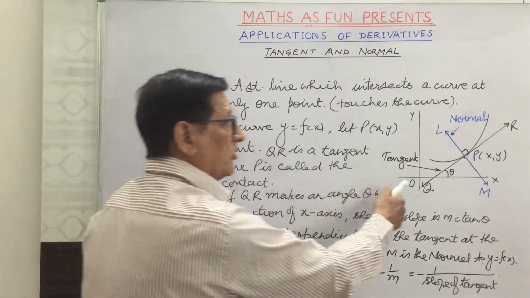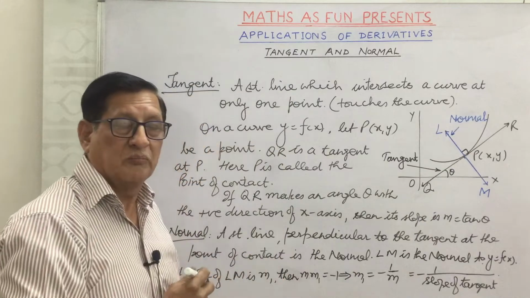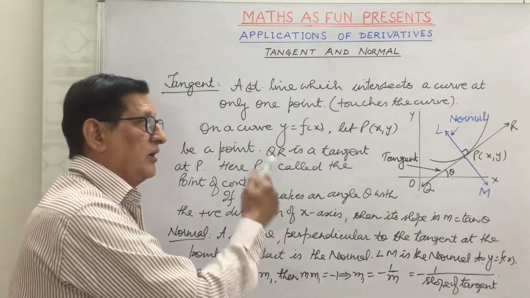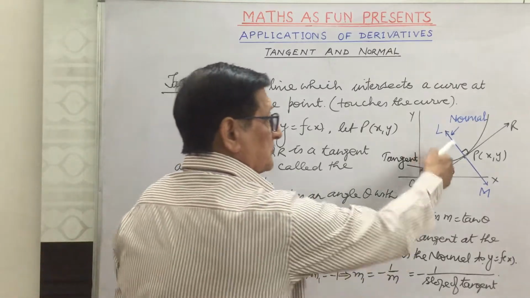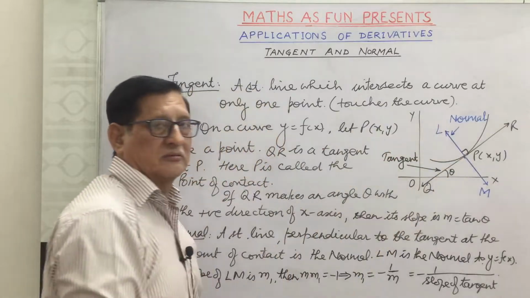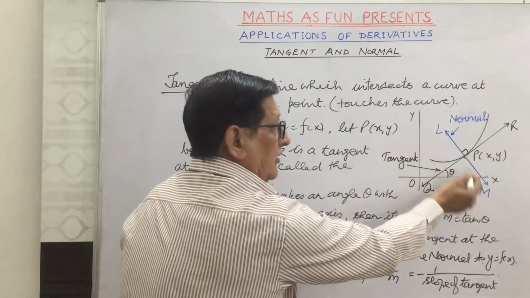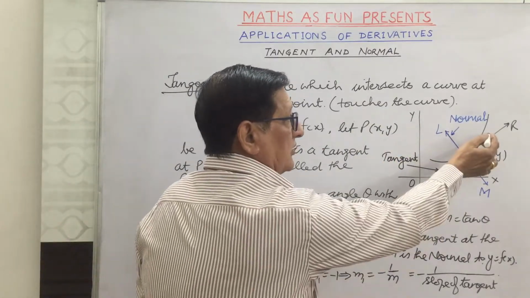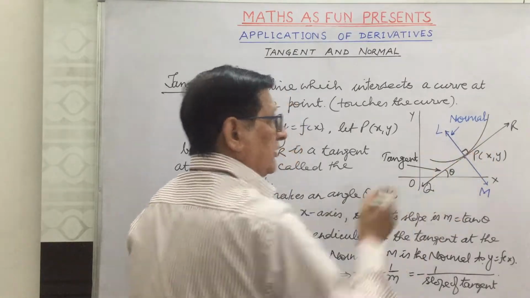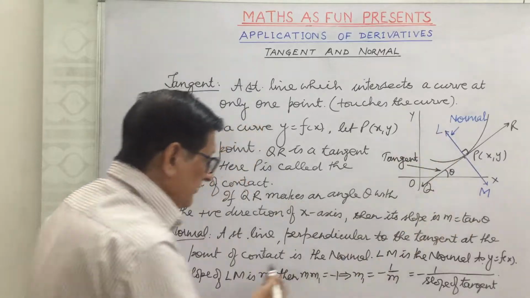Normal is perpendicular to the tangent. But where? That we have to remember. A normal is a straight line which is perpendicular to the tangent at the point of contact. See in this figure, LM is perpendicular to the tangent QR at point P, and therefore LM is the normal.